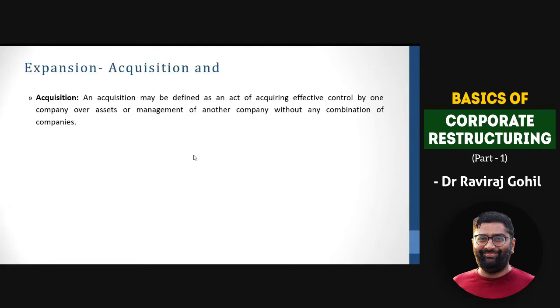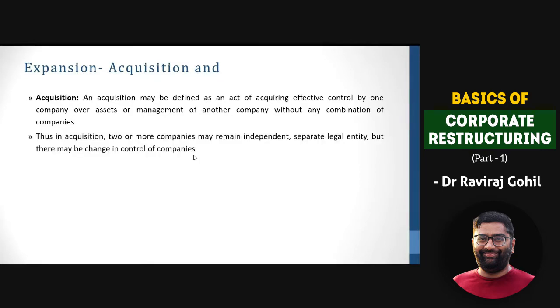Acquisition. So acquisition may be defined as an act of acquiring effective control by one company over the assets and management of the other company without any combination. So the main difference between merger and acquisition is that in merger, they combine their operations or pool of resources. In acquisitions, they don't combine. One company effectively takes control of the other company, but both the entities remain independent, separate legal entities. But there may be change in the control of the company.